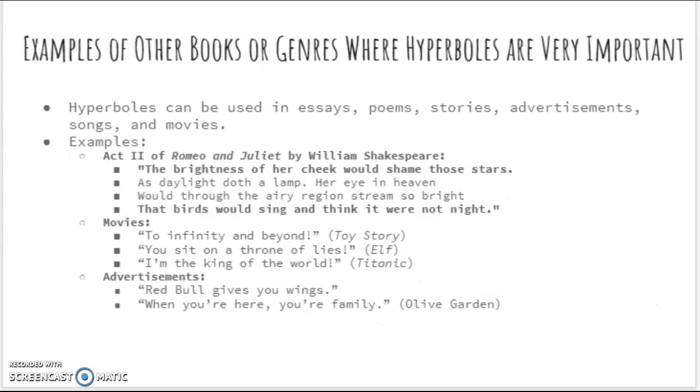Examples of other books or genres where hyperboles are very important. Hyperboles can also be used in essays, poems, stories, advertisements, songs, and movies. Some examples would be from Act 2 of Romeo and Juliet by William Shakespeare. The first line says, the brightness of her cheek would shame those stars, and the last line says that birds would sing and think it were not night.